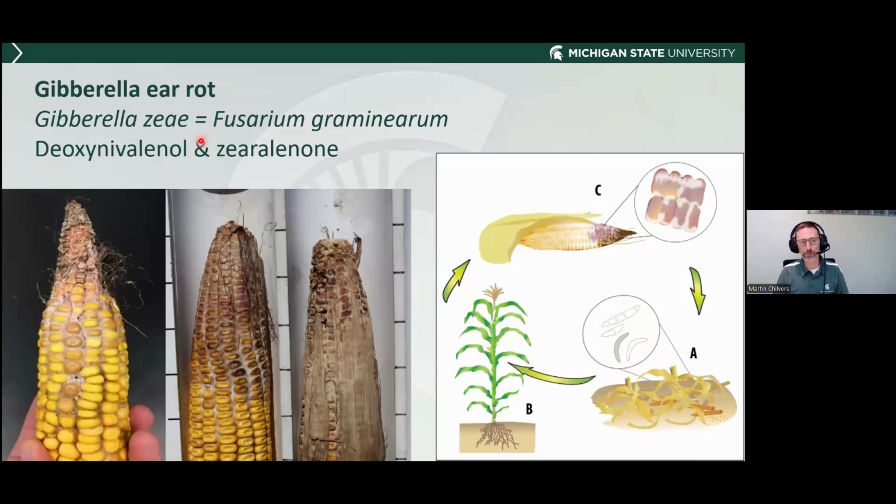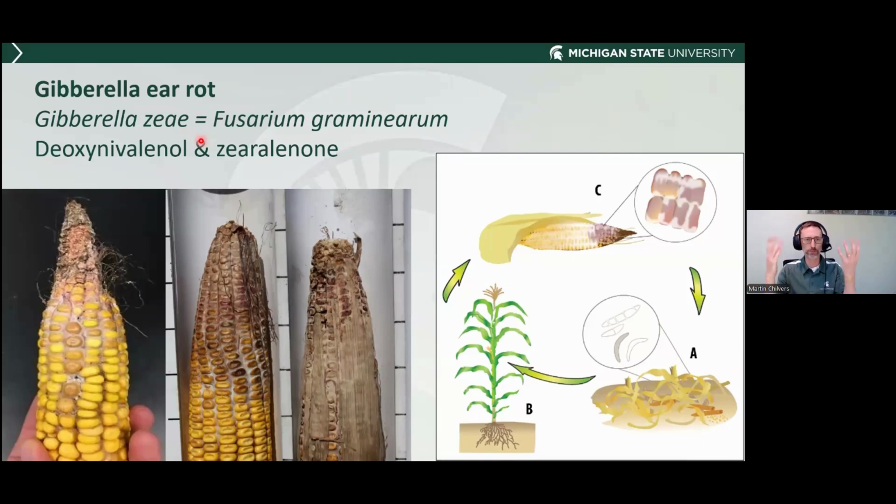I'll just finish here with ear mold and vomitoxin, or DON, in our risk. This is the same pathogen that causes head scab on wheat. We've done a lot more disease modeling with wheat and have demonstrated how a fungicide can be really effective, at least at reducing that disease level by about 50% in wheat.